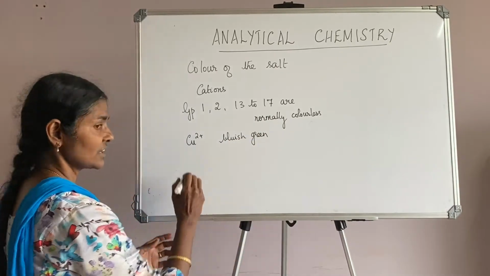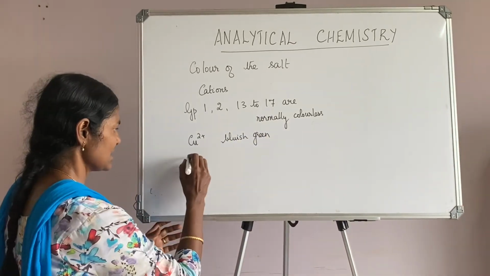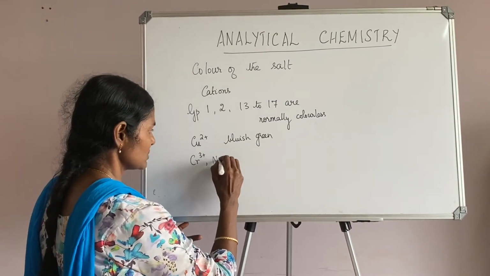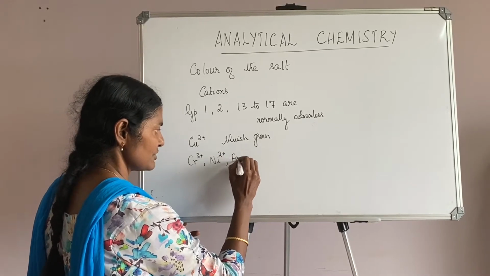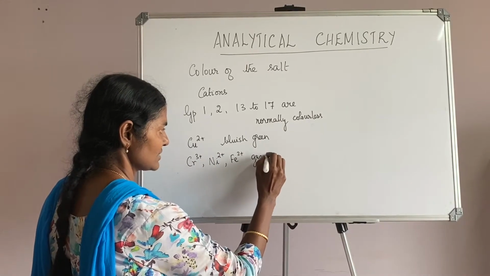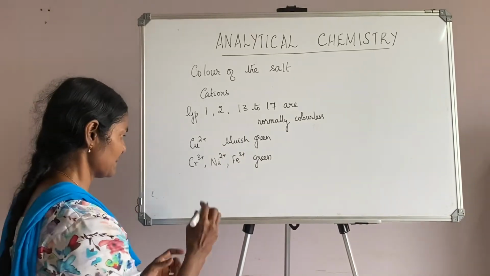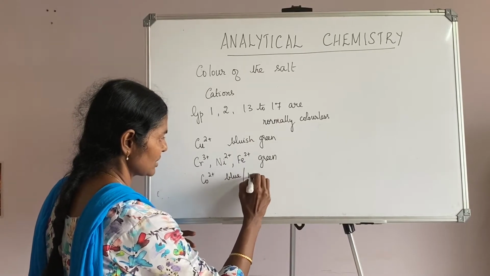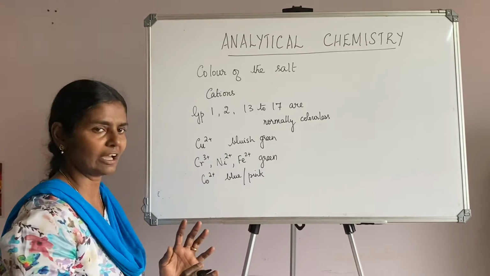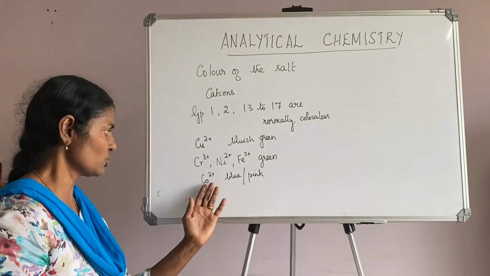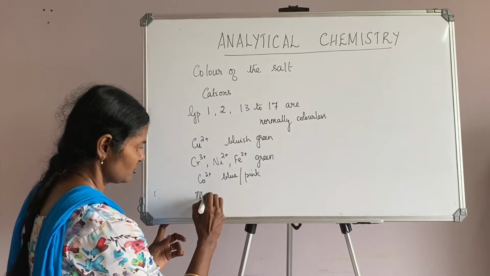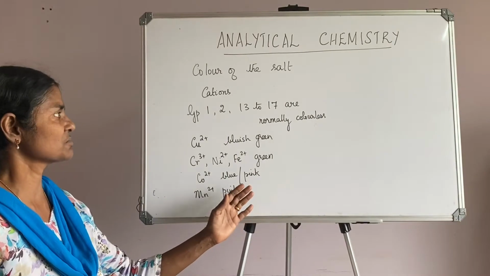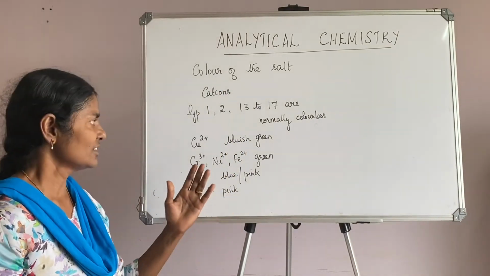Then there are a few green colored compounds, like chromium ion, which also gives a green color. Nickel also gives a green color. Of course, ferrous also gives a green color. So these are cations which are all green in color. Then you have something like cobalt, which can be blue and pink in the hydrated form, and in the unhydrated form it changes the color, but cobalt is pink. And then you have manganese, which is pink in color. So these are the colors that we need to remember as far as cations are concerned.